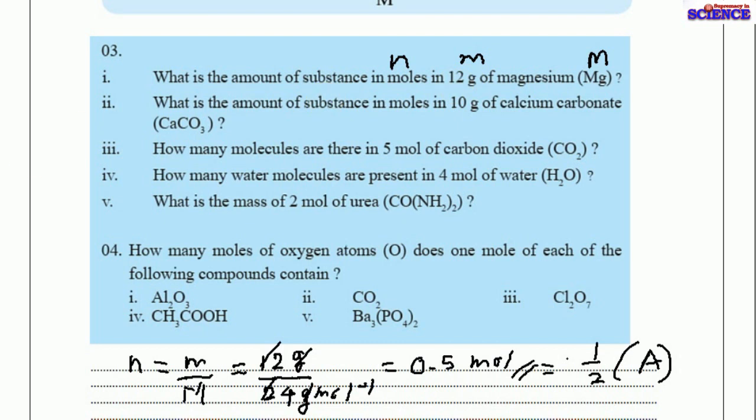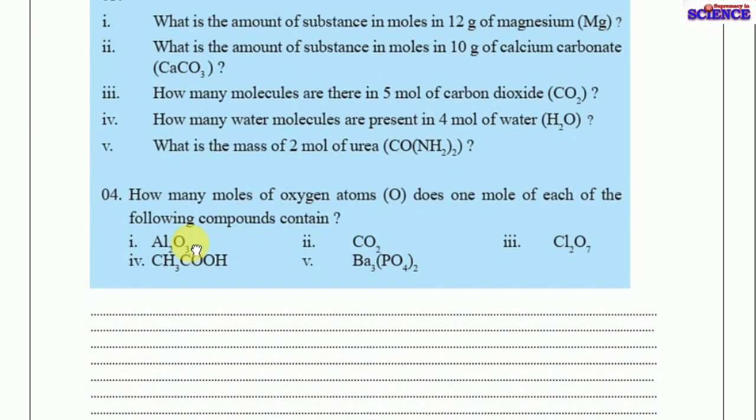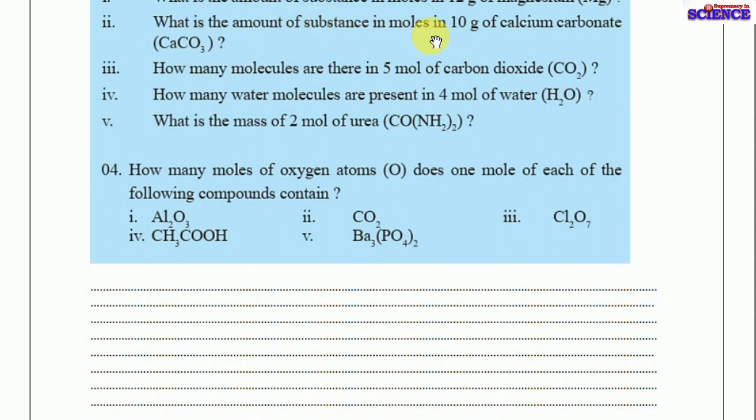So let's do the second question now. What is the amount of substance in moles in 10 grams of calcium carbonate? Here, the previous one was an element, but here it's a molecule. So you have another step of working, because they are not giving you the molar mass of this molecule straight away. You have to find it. To find it, they are giving calcium is 40, carbon is 12, oxygen is 16.